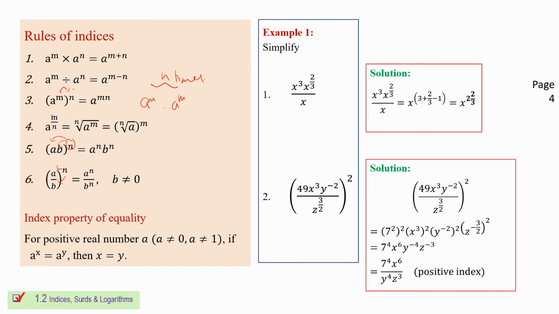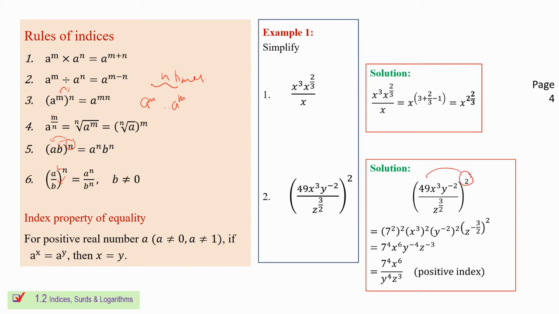If multiply is a plus and divide is a minus, so this is x^3 multiply x^(2/3), so it's x^(3 + 2/3), and this is minus 1, because it is divide x. So you use your calculator and sum this one, and you have x^(2/3). If you have a larger one, especially a denominator with a fraction, we just do the same thing. If we have 49, we change it to base 7. 7 power of 2 is 49.